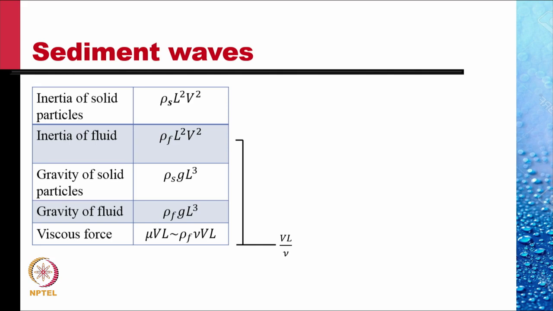Inertia of the fluid and viscous forces gives you a Reynolds number. VL by nu should be invariant, and the inertia of the fluid and the gravity force will give you the Froude number, V squared by GL. And from this, we get L cubed by nu squared as invariant, the pi number that controls this flow.